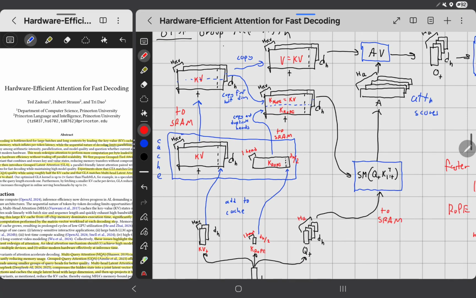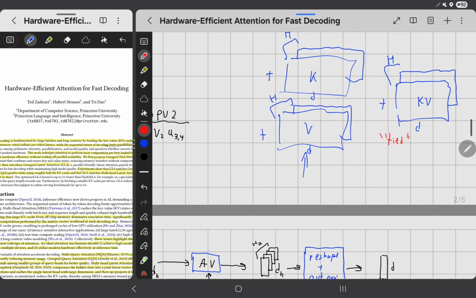They say, what if we just tie the keys and values together? And if you do that, then you reduce the size of your cache by 2. And that means that loading from memory is about twice as fast. It's not quite twice as fast, but it's theoretically twice as fast. You decrease by a factor of 2.